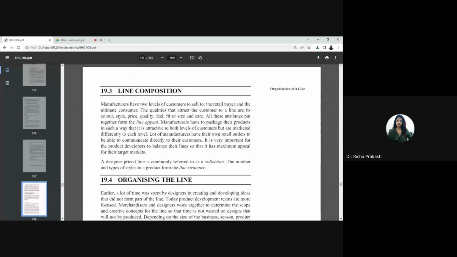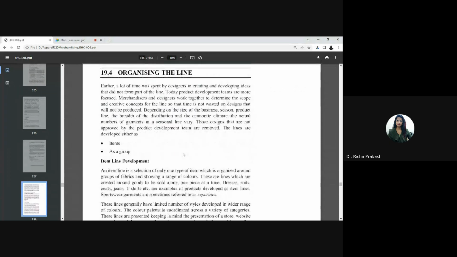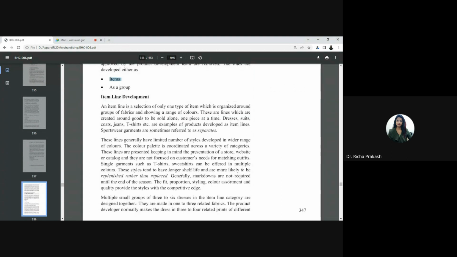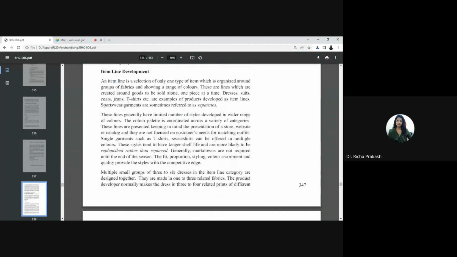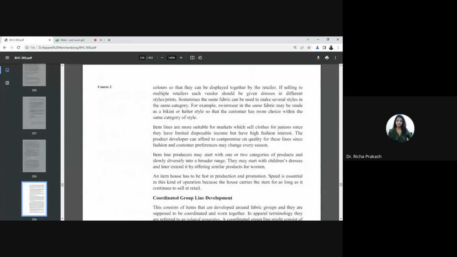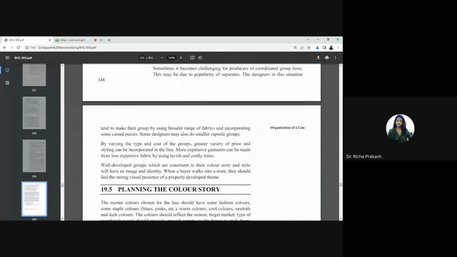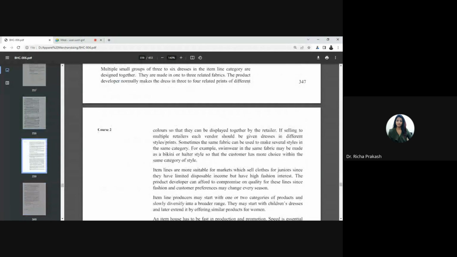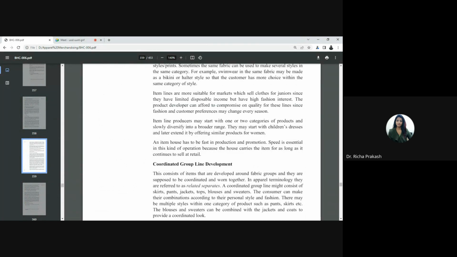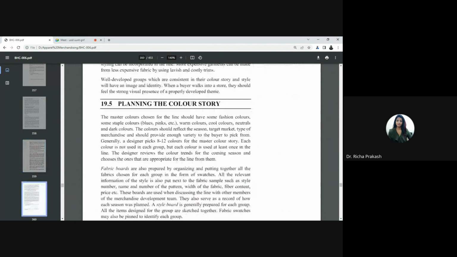Line composition. We already know that it's a big collection of a particular design, and then one further works on that. Organizing the line depending on a single item or as a group we can do. So item line development means one piece at a time will be constructed, and then the second one is as a group, meaning there will be hundreds of pieces of sleeves, 100 pieces of maybe borders, 100 pieces of something, and then collectively at the end it will be stitched together.